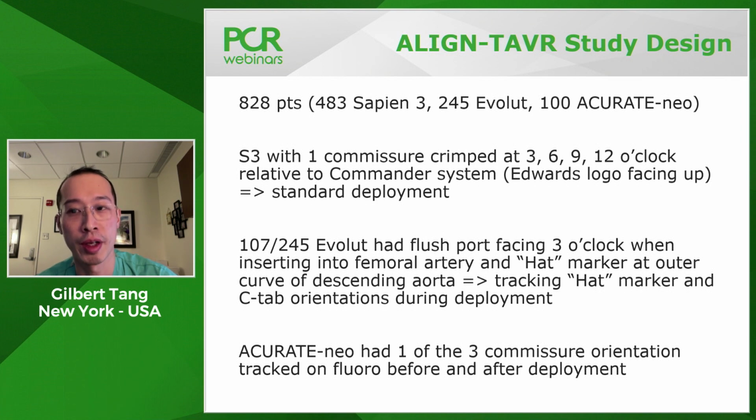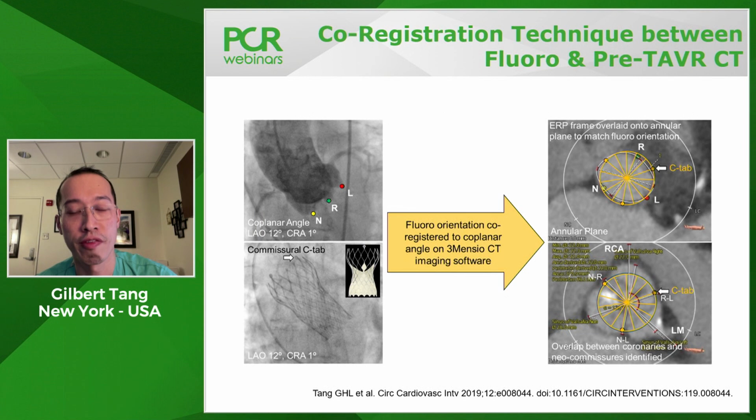And with the Accurate Neo, we looked at one of the 3 commissures' orientation, tracking it during the flow before and after deployment. And what we found was that using the CT co-registration technique, meaning that instead of using post-CT, which we have done a few of, we use a pre-CT to try to mathematically determine the commissure alignment.